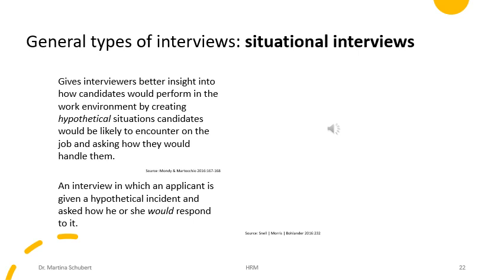Whereas the behavioral interview focuses on how an individual handled circumstances in the past, the situational interview creates hypothetical situations candidates would likely encounter on the job and asks how they would handle them. For example, the question might be asked: one of your employees has experienced a significant decline in productivity, how would you handle it?